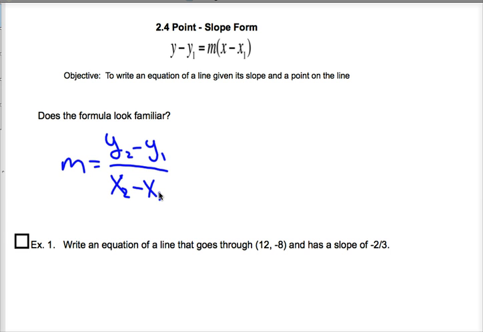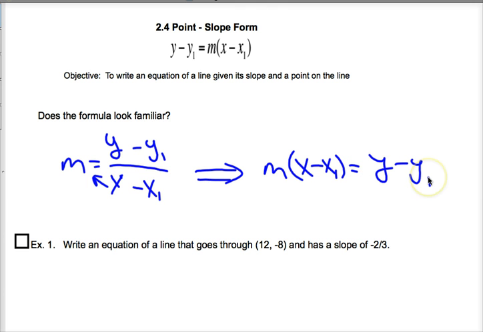Well, if you didn't think of this as y sub 2 minus y sub 1 or x sub 2 minus x sub 1, instead you thought of it just as y minus y1 and x minus x1, you can see the point-slope form up above from this. I can multiply over the x minus x sub 1 and you have point-slope form. You have slope times x minus x sub 1 equals y minus y sub 1. That's your point-slope form. So that's where you get point-slope form, just based off the slope formula.